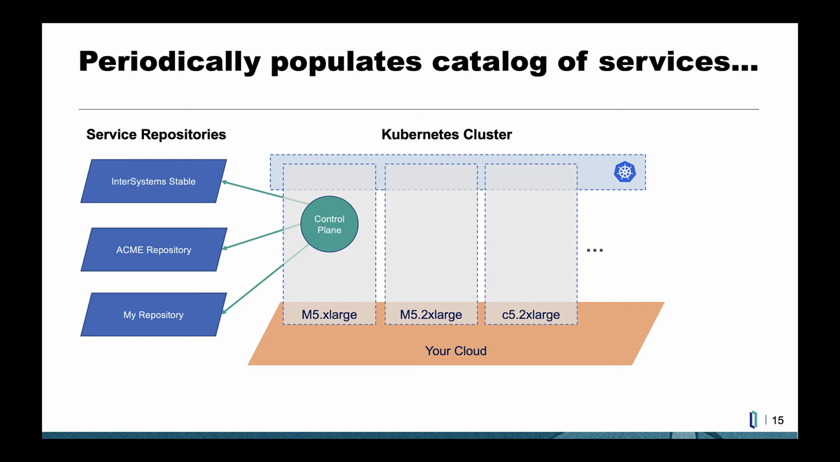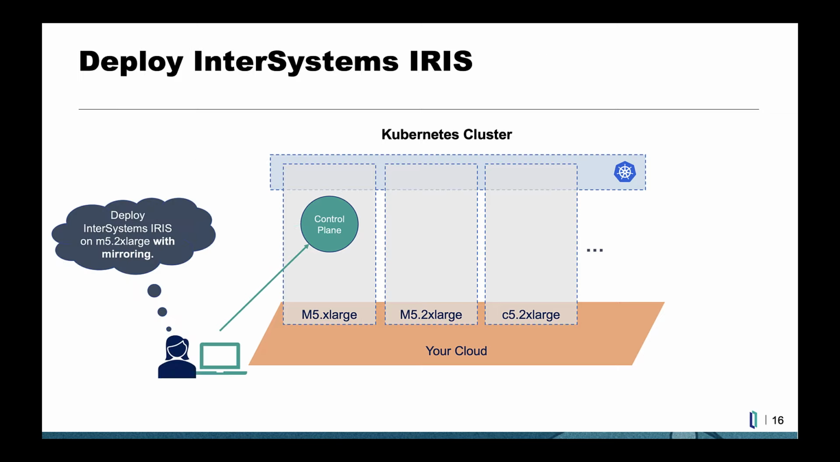Then what happens? Well, we go to the catalog, pick something and deploy it, right? We are trying to build a solution. So let's say we are trying to deploy Iris with mirroring. If you take a look at the cluster, we have 2 empty nodes here, 2 empty servers. So we have space. We could add Iris.